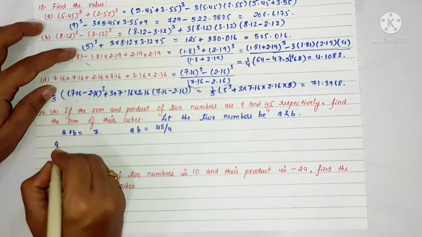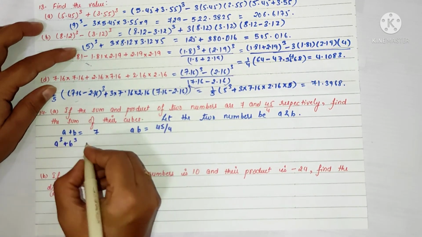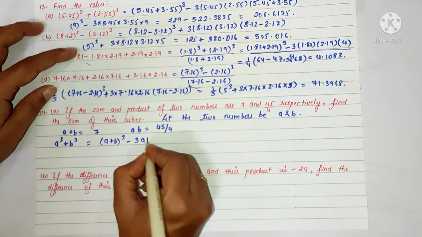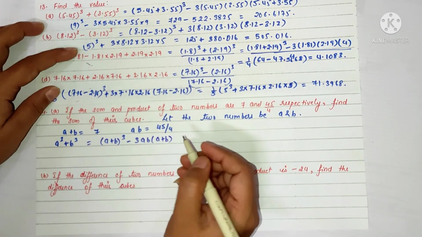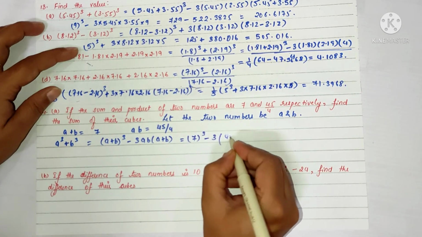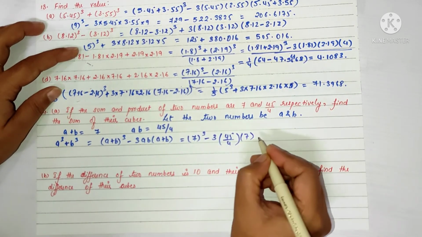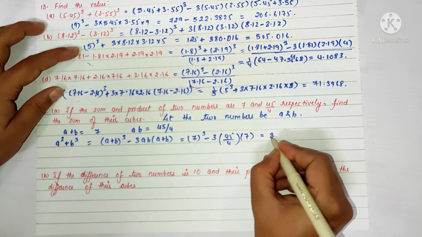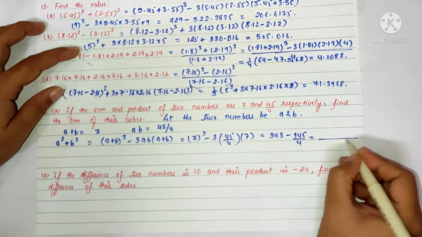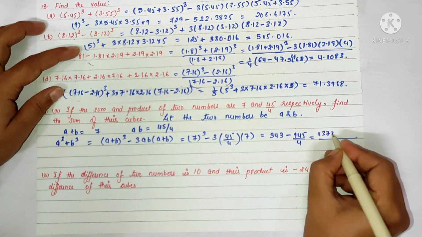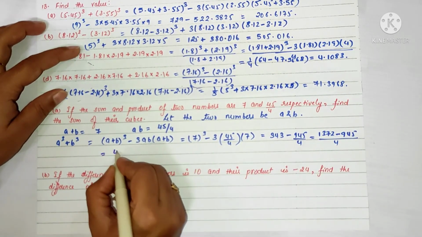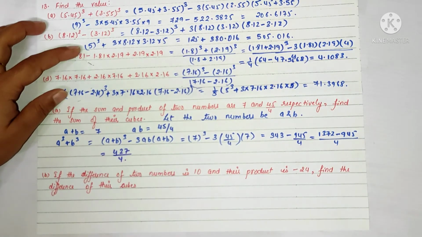As we know, we need to calculate A cube plus B cube. So we have the formula for this, that is A plus B whole cube minus 3 AB into A plus B. So now substituting here in the formula as 7 cube minus 3 into 45 by 4 into 7. On solving this, we'll get 343 minus 945 by 4. Taking LCM as 4, we'll get 1372 minus 945. And on solving this, we'll get 427 by 4 as the answer.